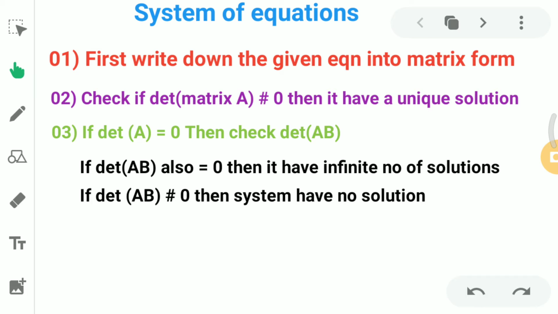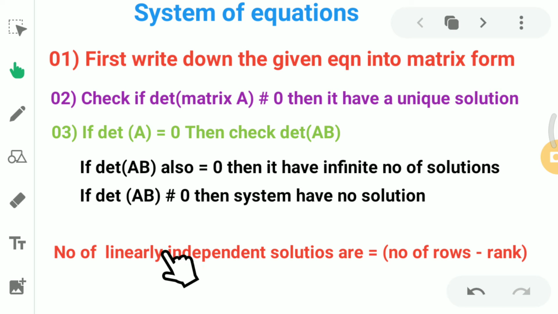That is, we need to find the number of linearly independent solutions of this system. For finding the number of linearly independent solutions of the system, we need to do the number of rows minus the rank of the matrix. For this, we need to have a square matrix to find the number of independent solutions. It is only possible for square matrices.